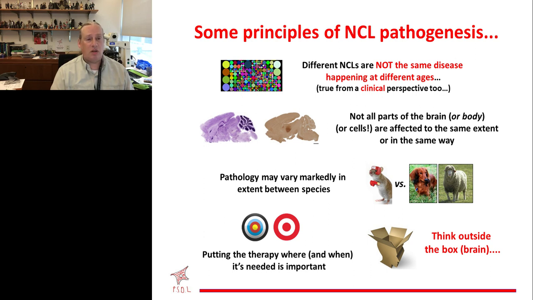If you talk to clinicians who see these children, they are not quite the same disease, but there are particular differences. It's important to understand that not all parts of the brain, or indeed as we're learning the body, or even cells within those different parts of the brain are affected in the same way or to the same extent. It's also important to understand that whilst we have animal models, the pathology can be quite different between those species. So really understanding them is very important.